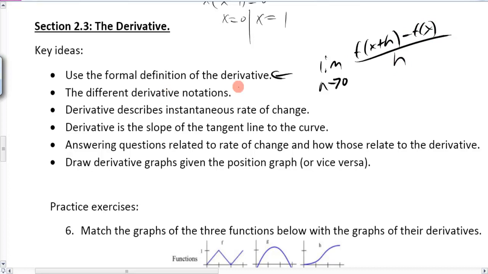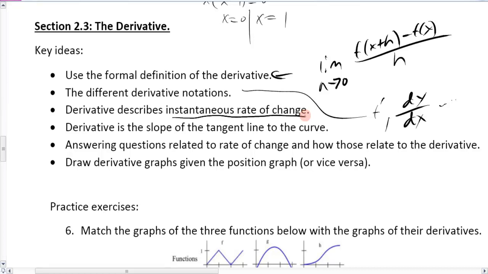But we also need to know the different derivative notations, the prime notation, the change in y over change in x type notation. So don't let those fool you. Make sure you understand that they are describing instantaneous rate of change. They describe the speed, how fast something is occurring, how much a stock is going up at an instant, how fast your car is traveling, how fast a rocket's passing through the air.